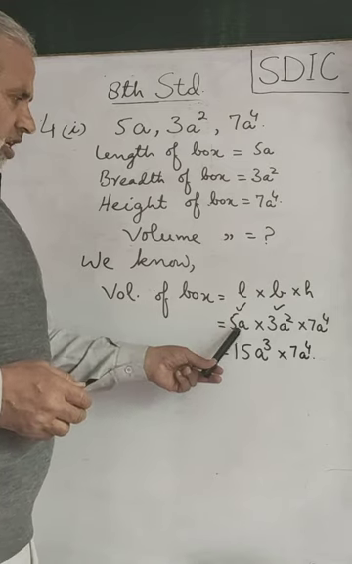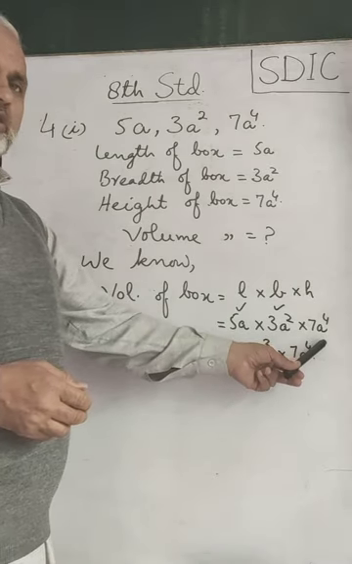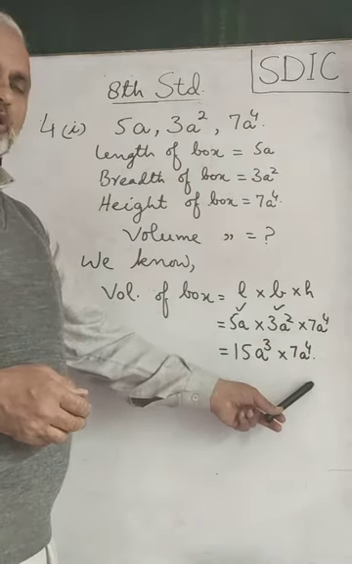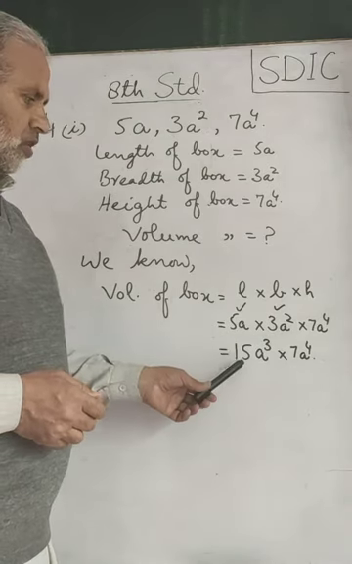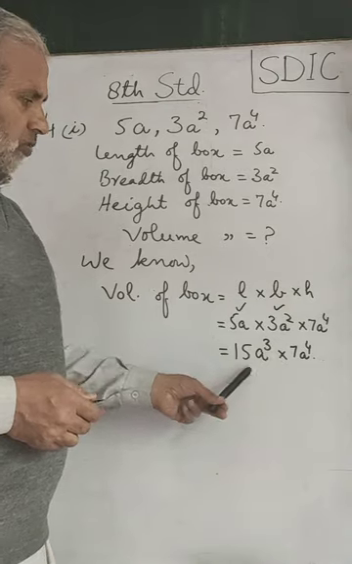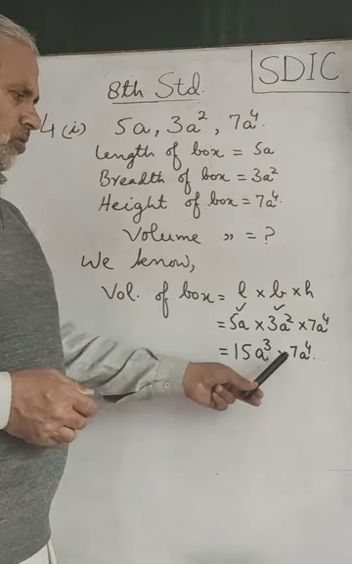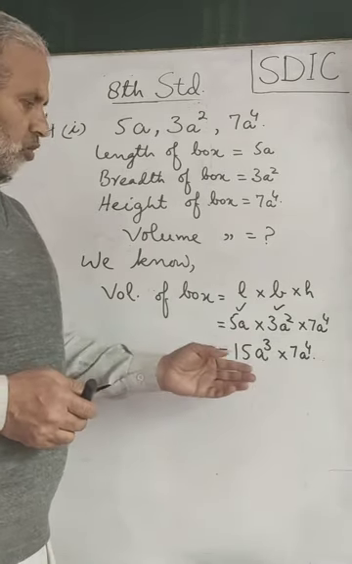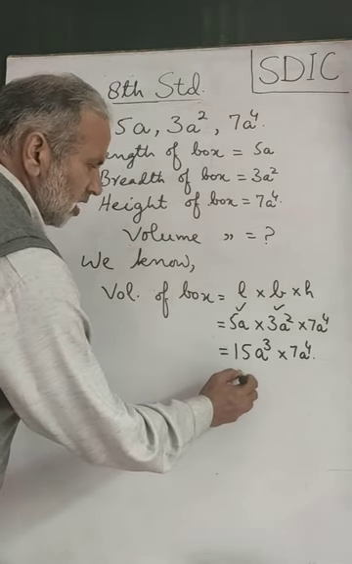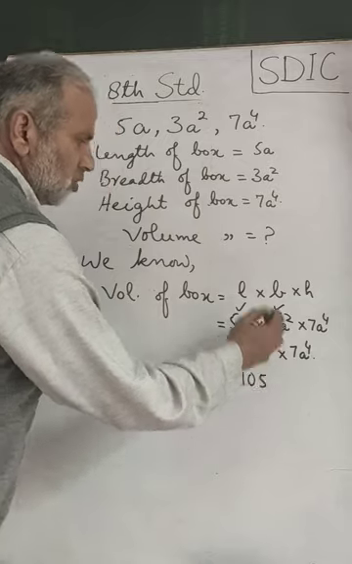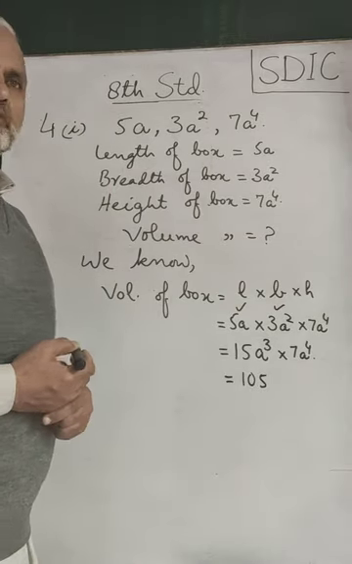In this way, we have changed the 3 monomials to now only 2 monomials by multiplying the first 2 monomials first. Now we have the product of 2 monomials only: 15a cube, 7a raised to power 4. To multiply them, again the same procedure will be used. Coefficients will be first multiplied. 15 7s is 105.